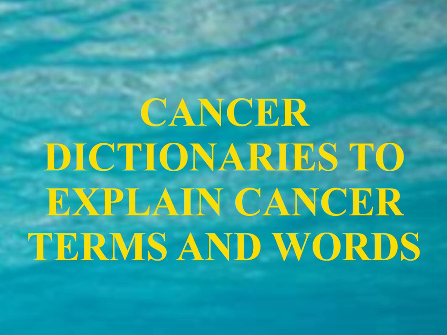Osteonecrosis. Death of bone cells. Osteopontin. Type of protein found in bone. Osteoporosis. Disease that causes bones to thin and weaken. Ovarian ablation. Methods used to stop the ovaries from making hormones.